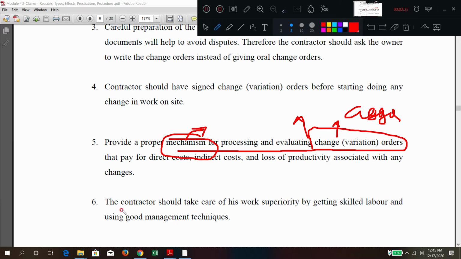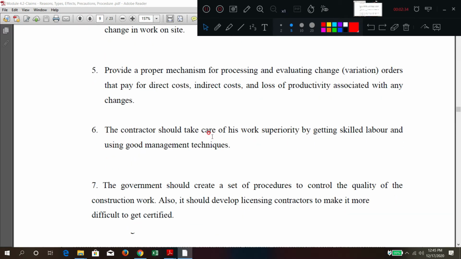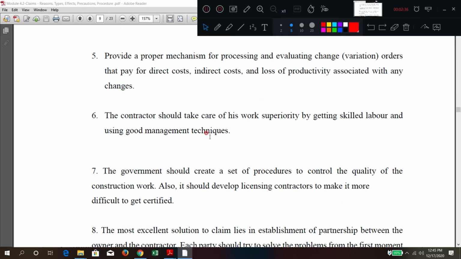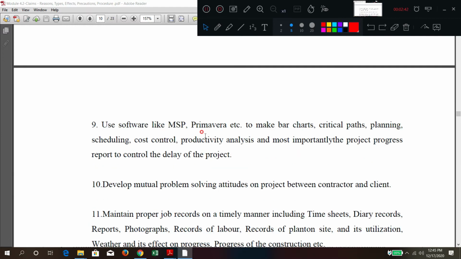The contractor should take care of his work quality by getting skilled labor and good management techniques. This is a common thing; everyone will apply good management techniques. Now, these are some additional points. You can just refer to those things. So many things are there.